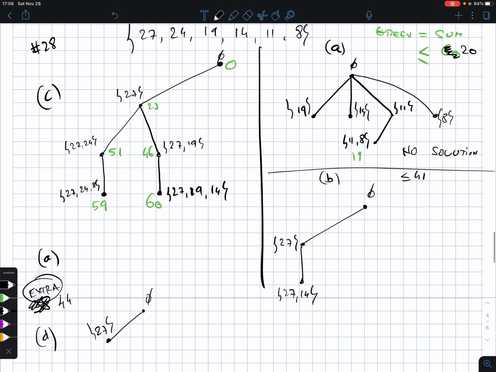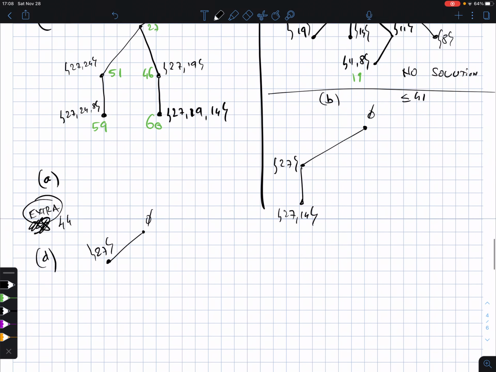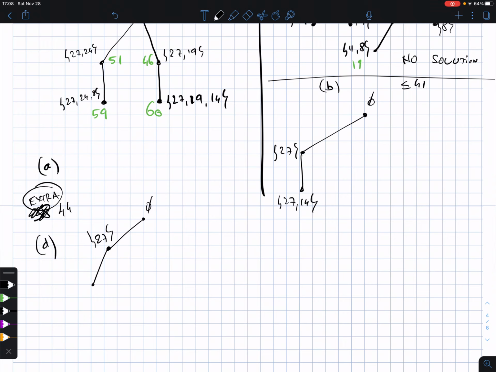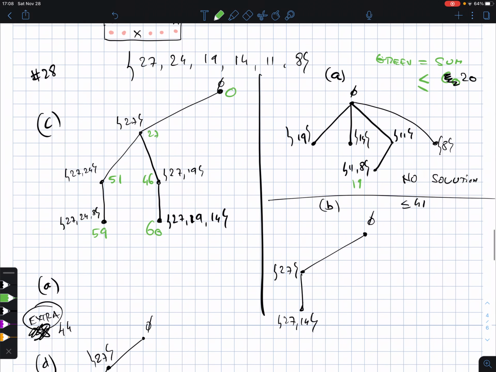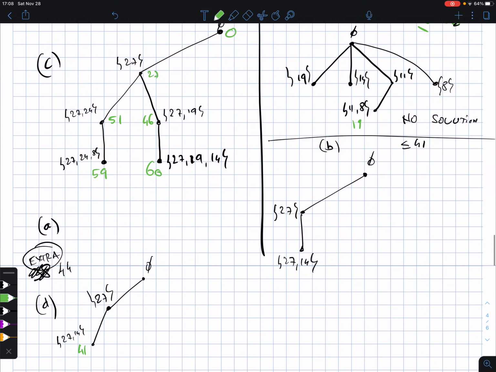Okay, what can I add? 24? No, that's too big. 19? No, that's too big. 14. Okay, let's add 14. So we have 27 and 14. That is 41, right? Okay, what can I add to that? 11? No. 8? No. So that's a dead end.